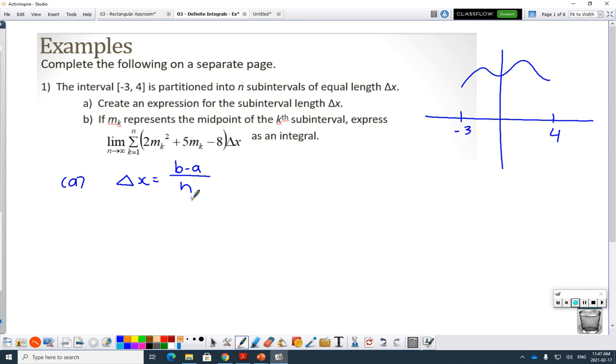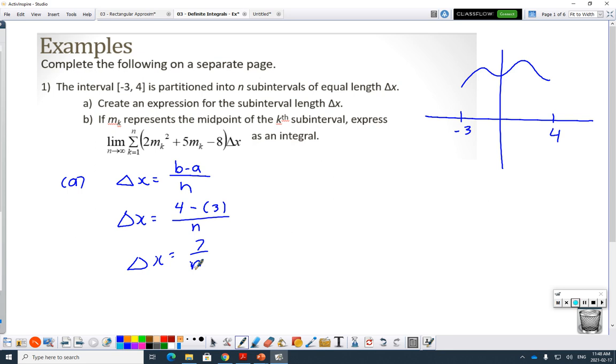So here the delta x is b minus a. Let's see, 4 is the upper limit. And then I totally wrote that wrong. Subtract -3, which is the lower limit. And so I get 7 over n.